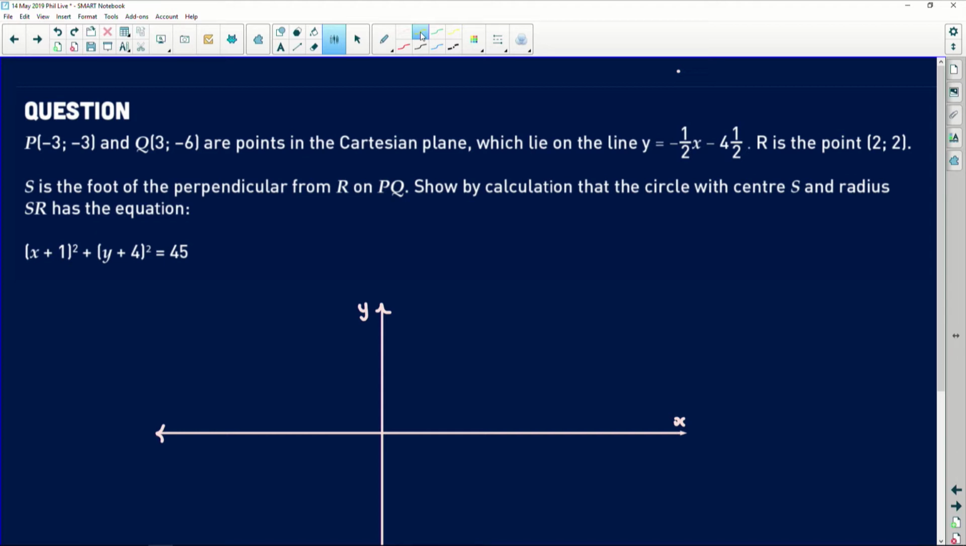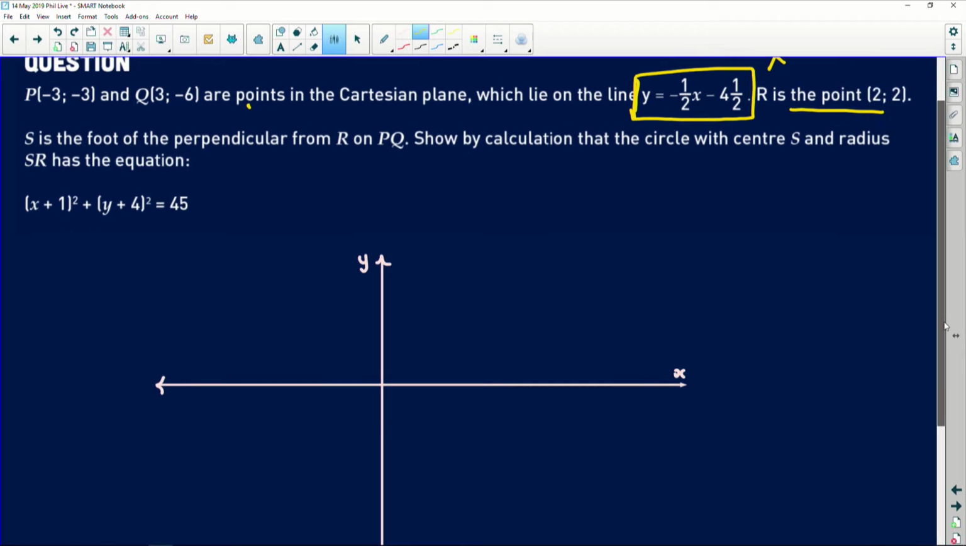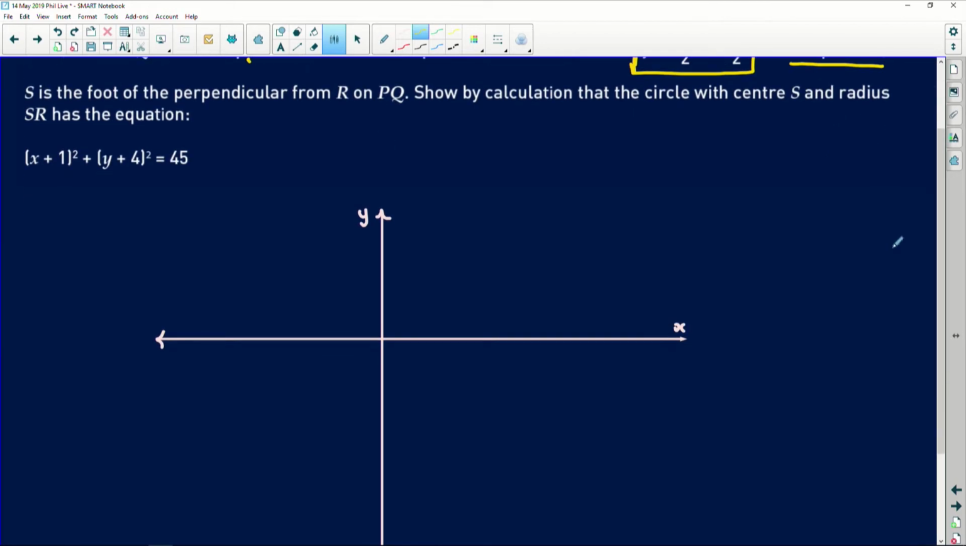Okay, so for this first line, we need to know that they are points that lie on this line, so they are collinear. They are both defined by that equation. Next, they say that R is a sundry point. They don't specify that it lies on this line. So that's the reason I've put this Cartesian plane here, to try and help you guys visualize this.